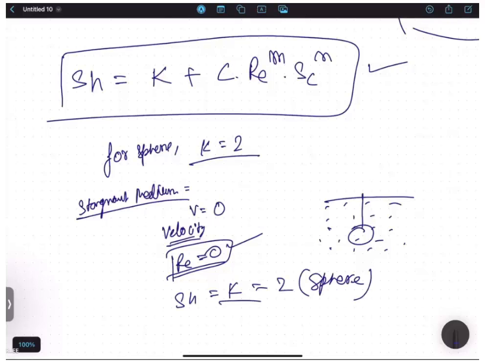If it is not a sphere, suppose it is some other shape, a cylinder like this, still the Reynolds number will be equal to 0 only. Your Sherwood number will just be equal to some constant k. Okay, this k value might be given in the question.